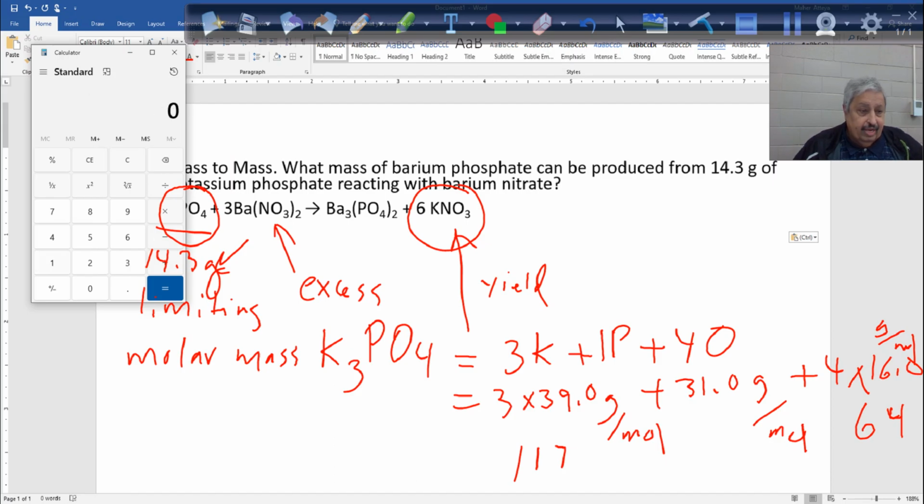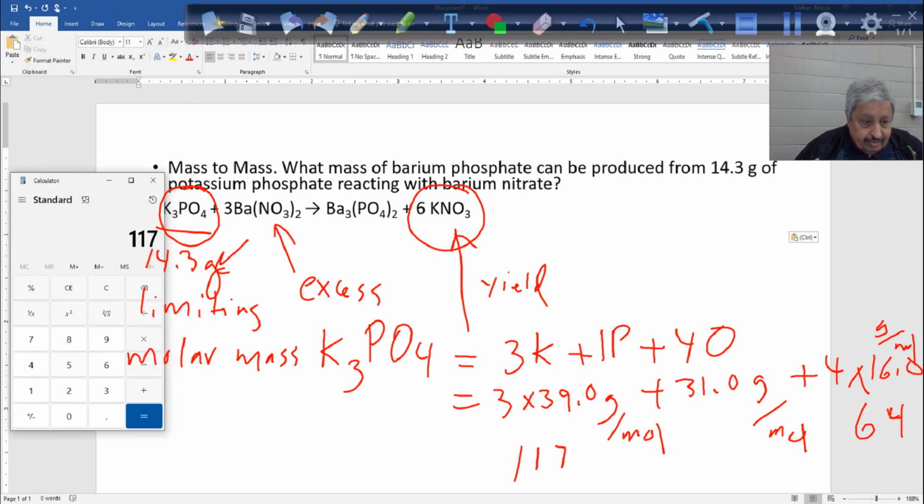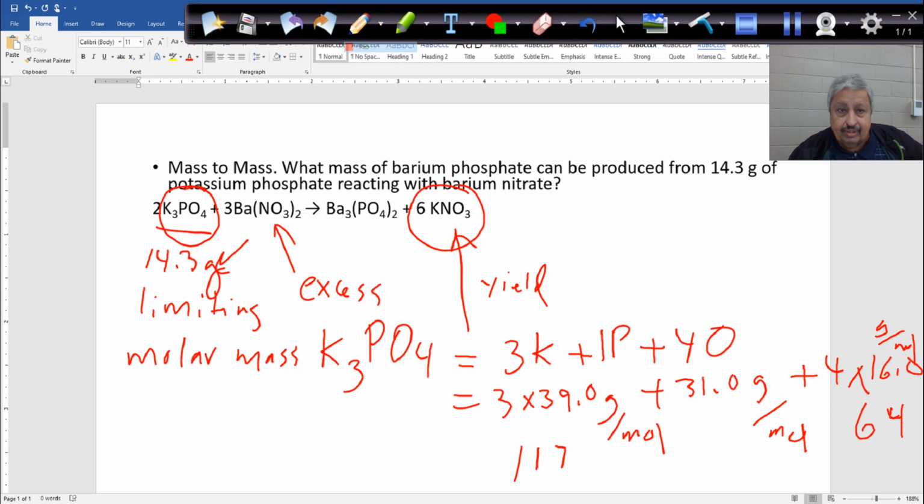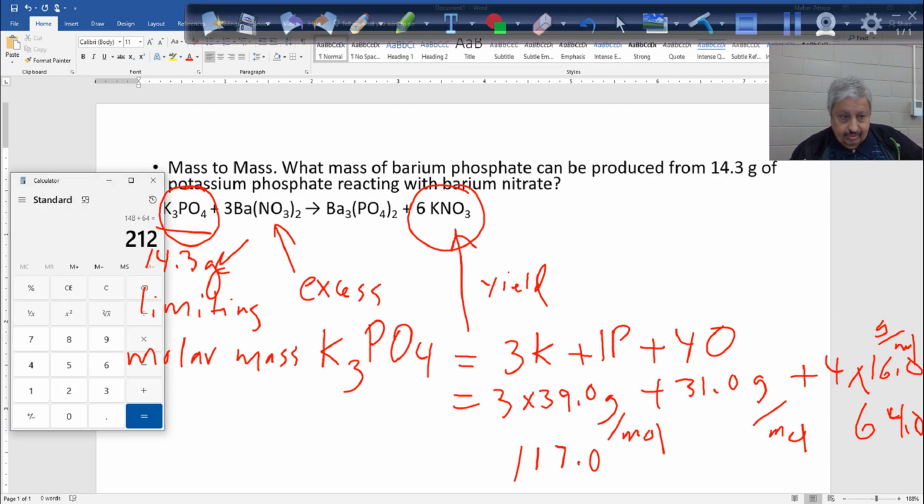So let's see, 117 plus 31 plus 64. All those, this one here has 1 digit after the decimal, so we put this one here. This is 0, this is 0, this is 0. So how much did it come out to be? 212.